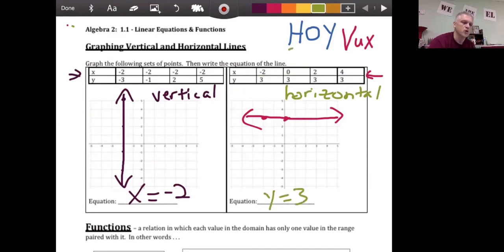Okay? So that's the Hoy part in Hoy-Vux. Horizontal lines have 0 slope. Y equals a constant is going to be your equation of the line. Okay, let's move down the page just a bit.